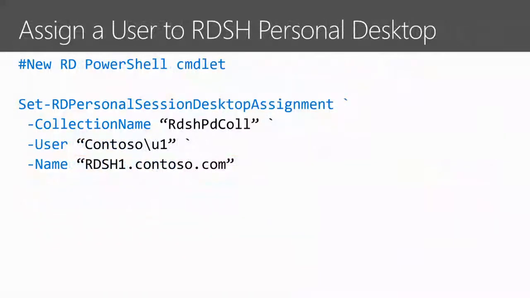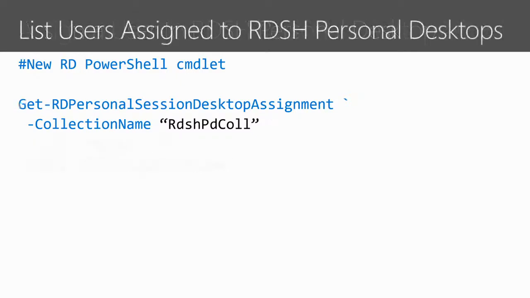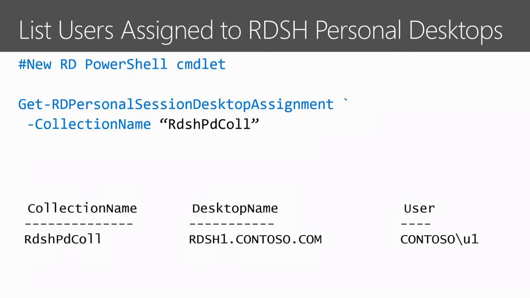Okay, and then I set an assignment for U1 to this RDSH1 server, and then I left the other one to just get auto-assigned, and you'll see that in a minute. If I run Get-RDPersonalSessionDesktopAssignment, it looks something like this. It'll say there's the collection name, there's the server, and there's a user. And if there were more servers in it, they'd just be in this list, right? And it'd tell me which server is assigned to which user. Okay?